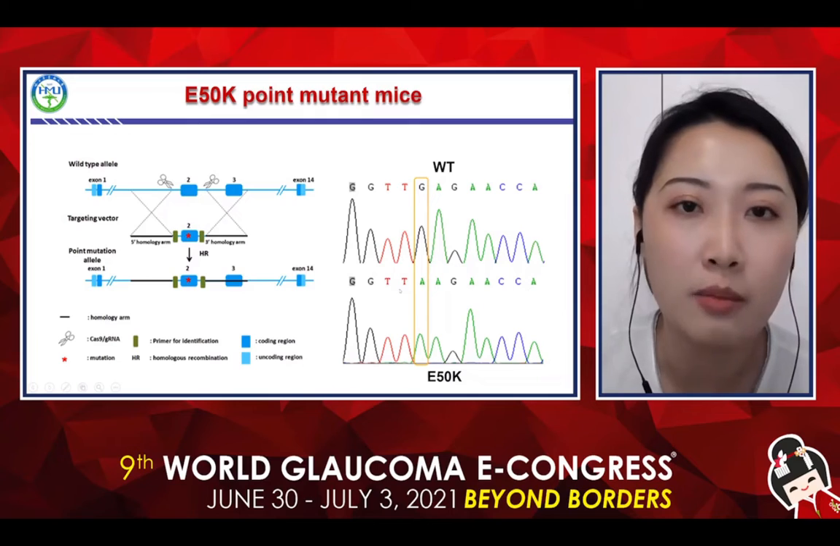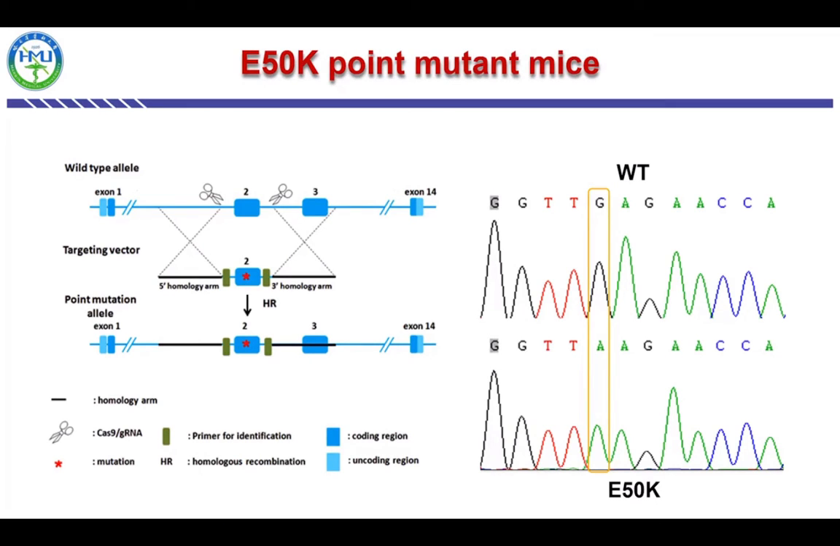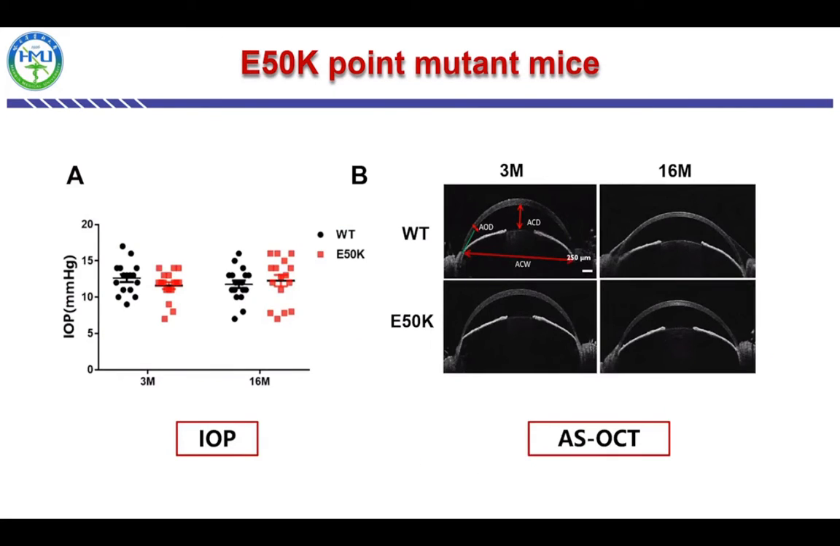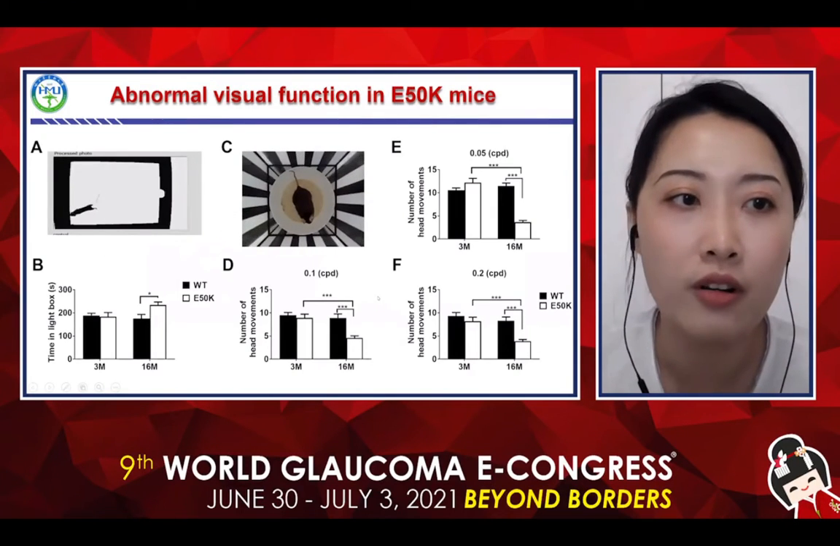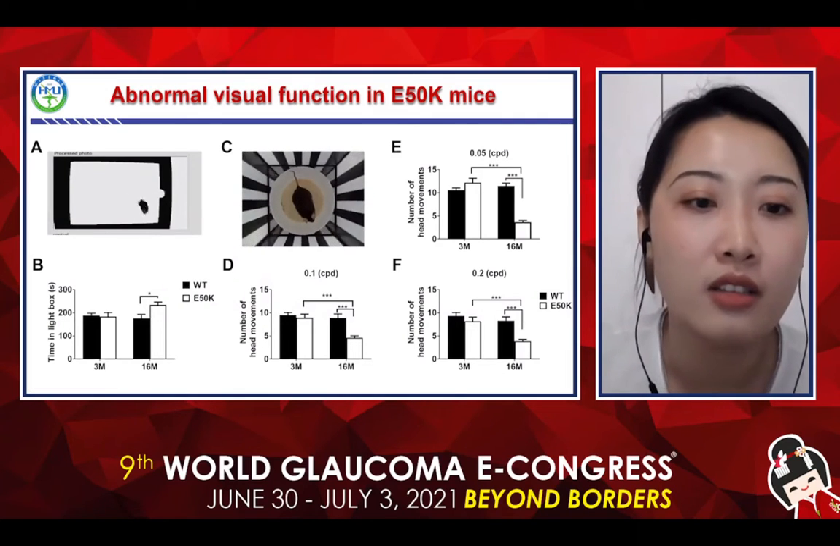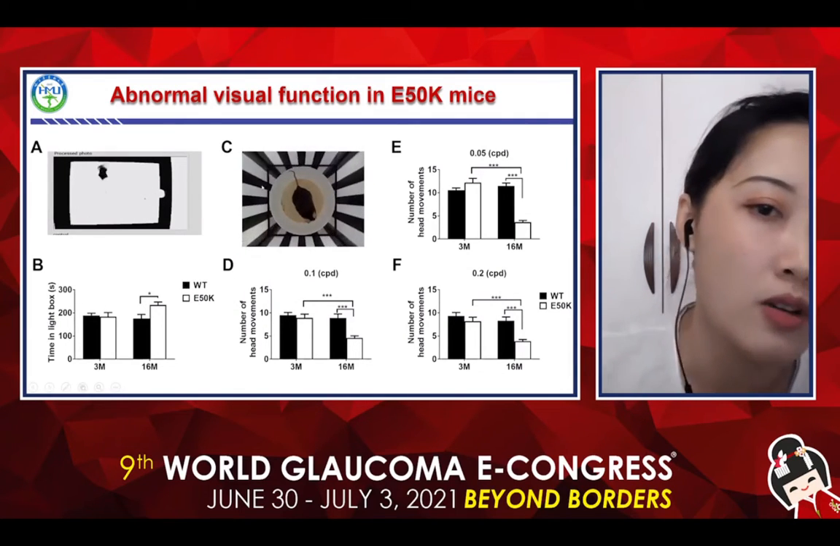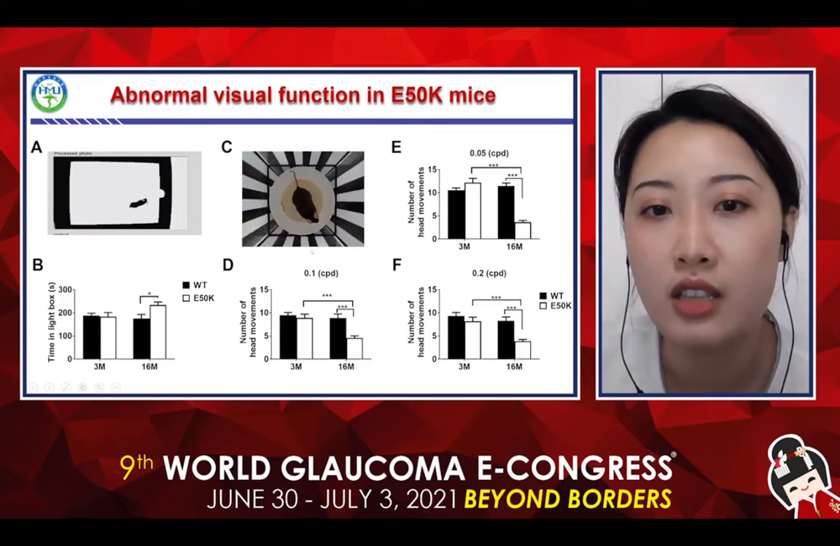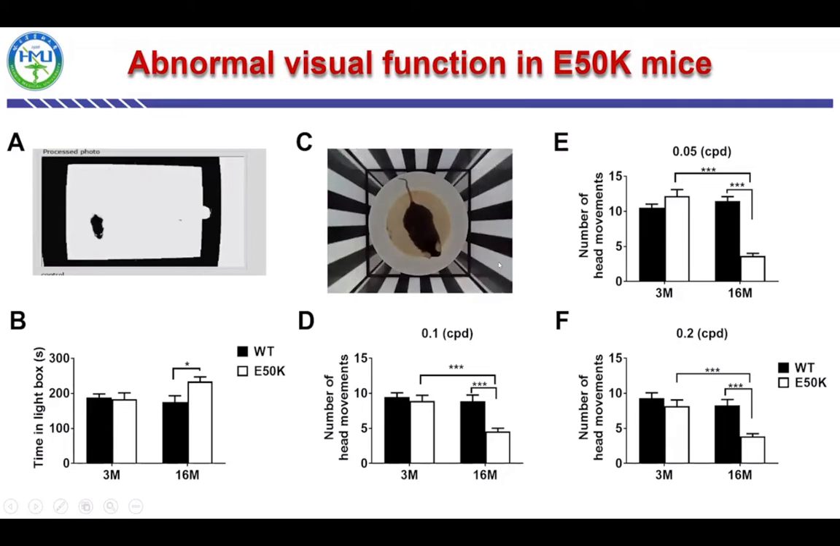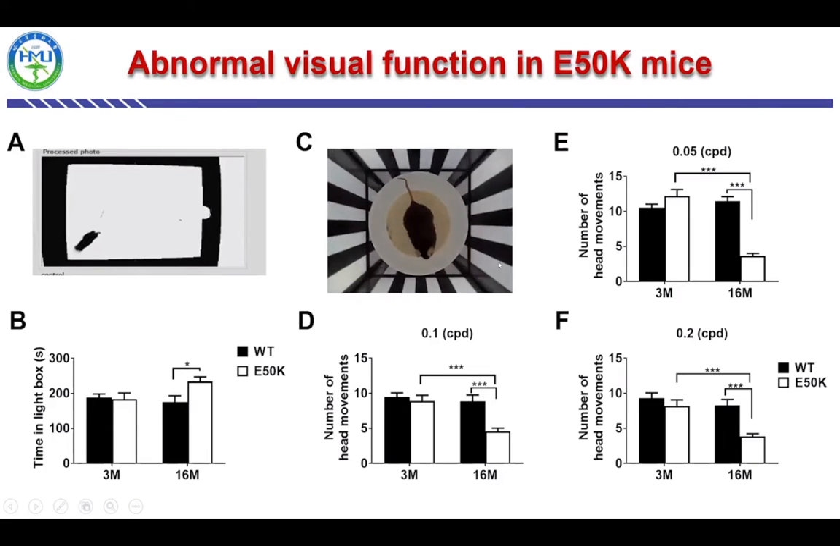To investigate the mechanism of E50K-induced RGC death, we made an E50K point mutant mouse model by CRISPR-Cas9 technology, and we compared the differences between wild-type and E50K mice. The point mutant mice present a normal intraocular pressure, and there are no differences in the anterior chamber. However, the E50K mice stay a longer time in the light box, and the mutation also decreases their number of optomotor responses, which means they have worse visual function.